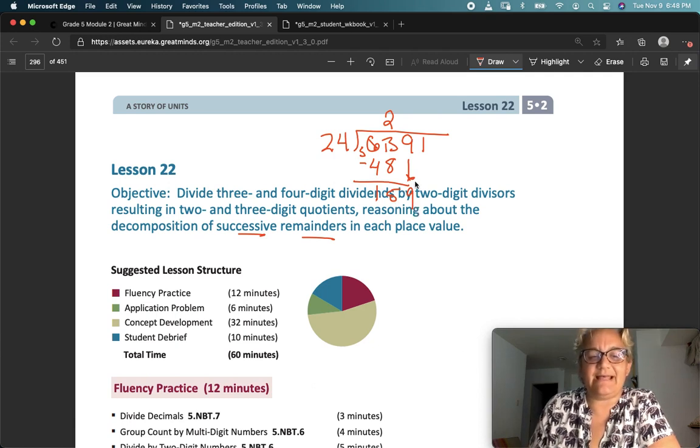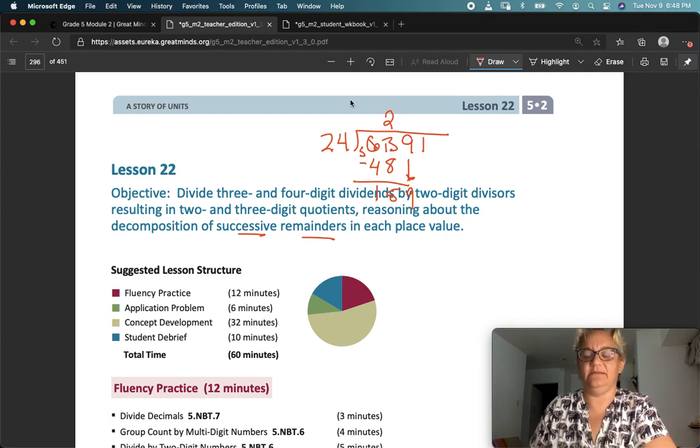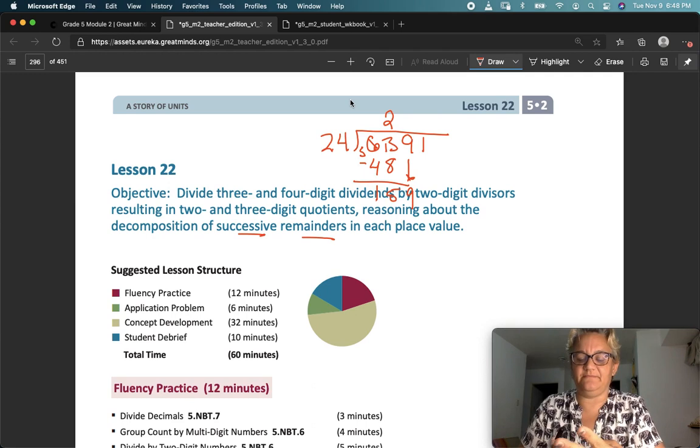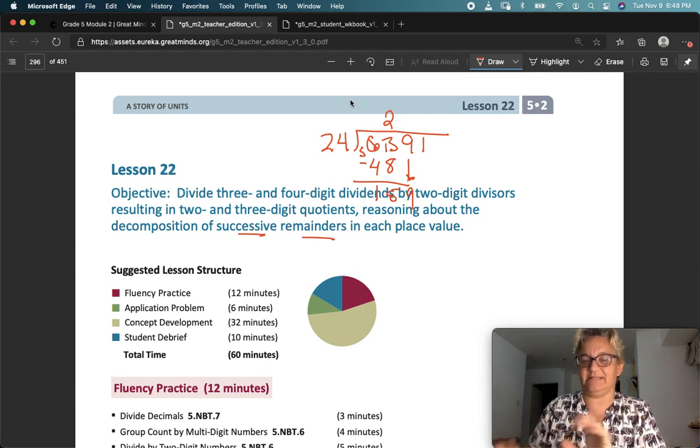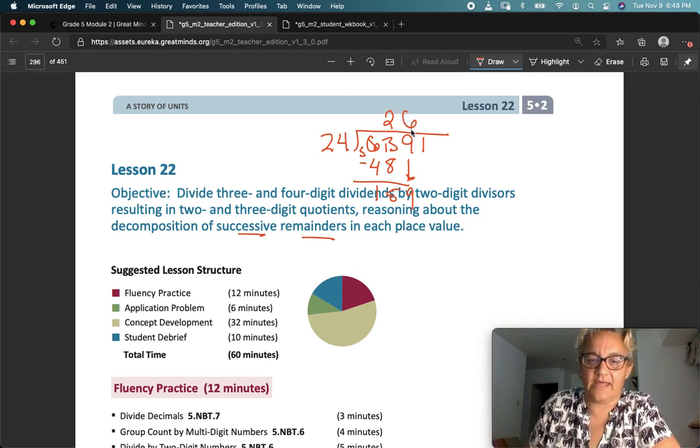Now, this is that successive remainder. I have to think about how 24 can fit into 159. So let's think about this like 25 again. 25, 50, 75, 100, 125, 150. That's pretty close to 159, so that's 6. Okay. 6 times 4 is 24, carry the 2. 6 times 2 is 12, plus 2 is 14.